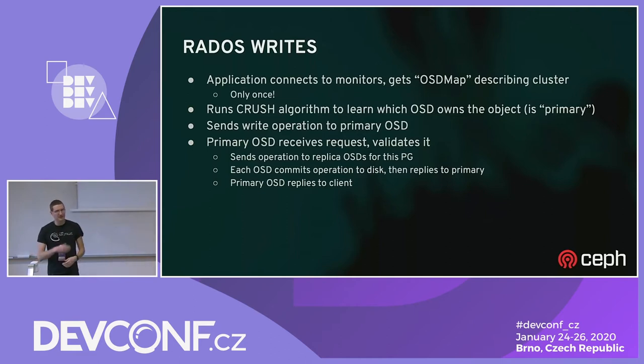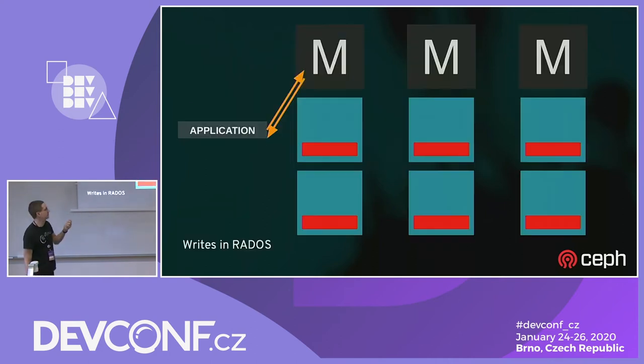And the OSD map can be updated periodically as OSDs go up or down or get added or removed. But more or less, the client gets an OSD map once, and then it's got what it needs. And to do an I/O on object foo, it runs our special CRUSH algorithm, which is a bit of magic to find out which OSDs are responsible for object foo if it exists or if it doesn't. It sends the write operation to what we call the primary OSD for that object, and that primary OSD gets the request. It performs permissions checking and validation. It makes the change locally and it sends off the request or the update to its replicas or peer OSDs. Each of those OSDs also commits to disk. They reply back to the primary and the primary replies to the client.